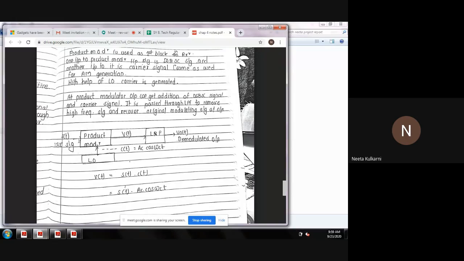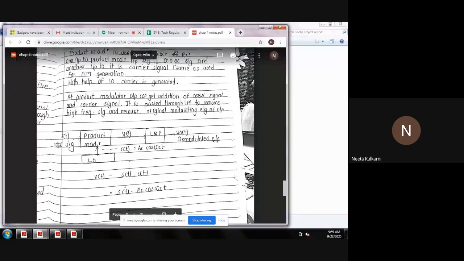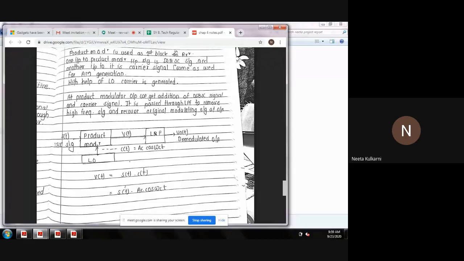लक्षात घ्या, हा प्रोडक्ट मॉड्युलेटर आहे. प्रोडक्ट मॉड्युलेटरला एक इनपुट काय दिला आपण, DSB-SC सिग्नल. One input to this product modulator is DSB-SC signal, and another input to the product modulator is carrier signal. And where the carrier signal is generated, the carrier signal is generated in the local oscillator. हा local oscillator मध्ये carrier signal generate होतो, and that two inputs we are giving to the product modulator. So same it is written here.